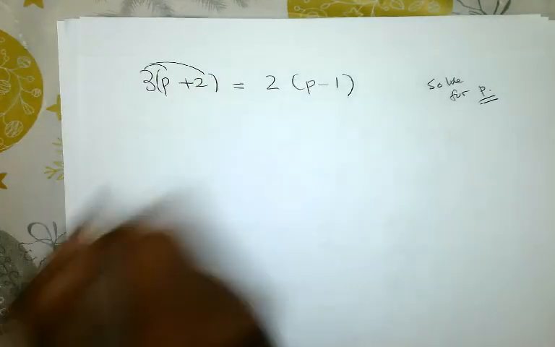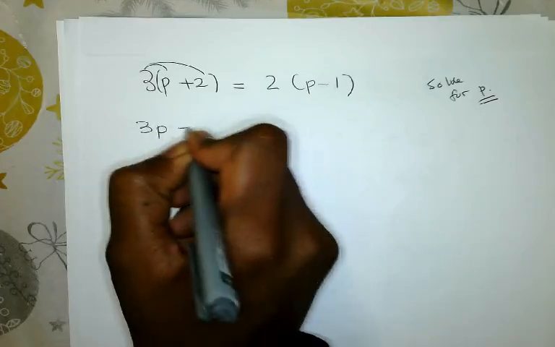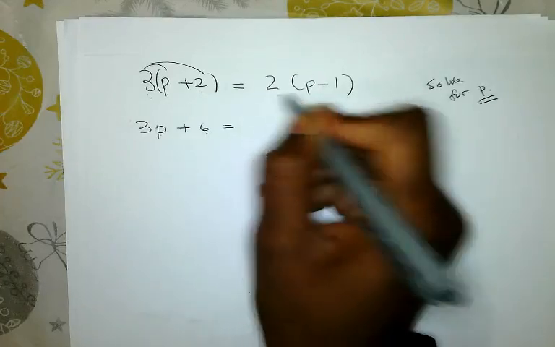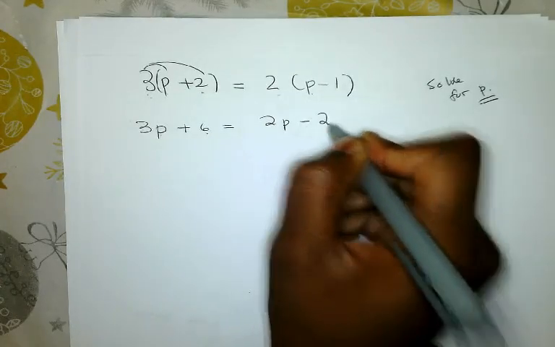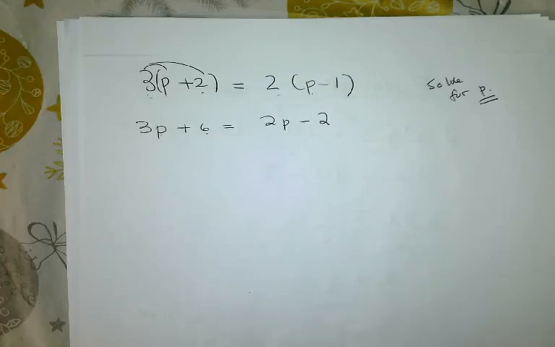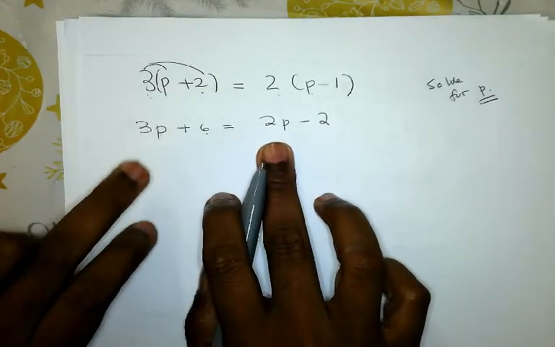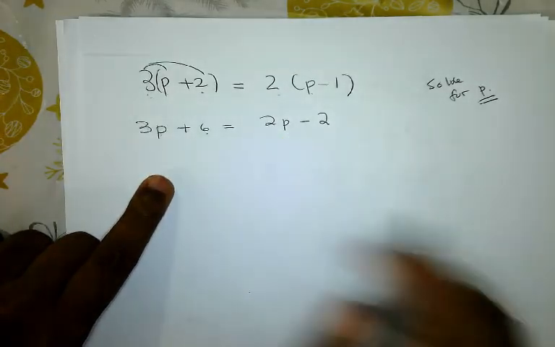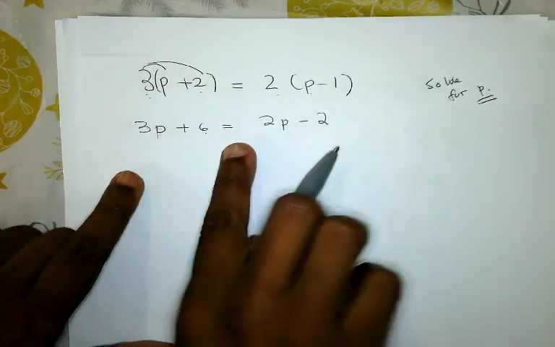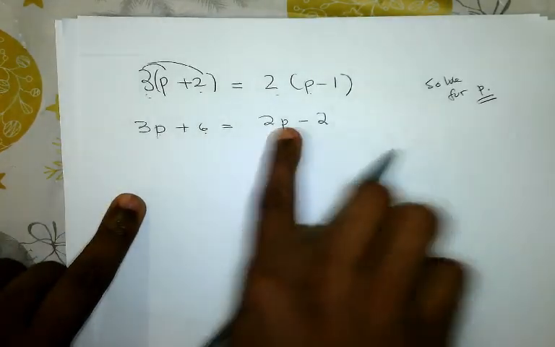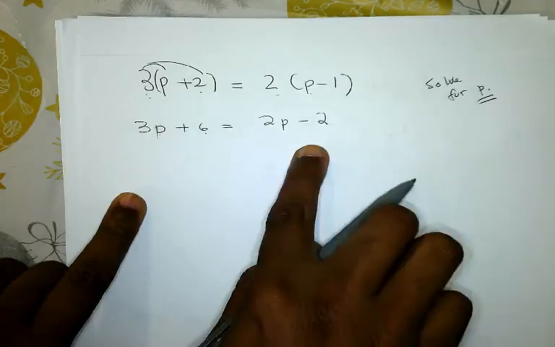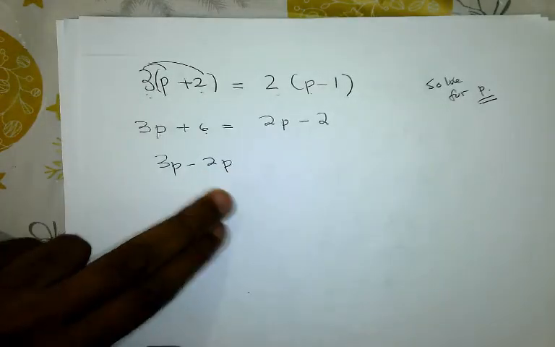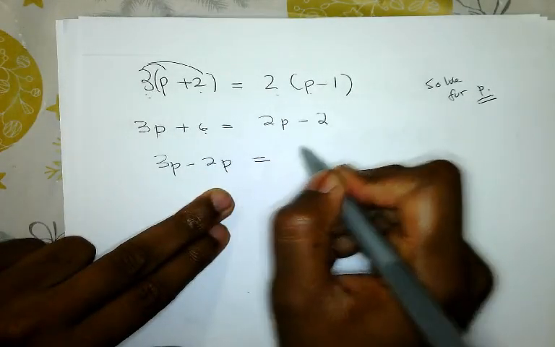I'm going to multiply there. 3p plus 6. 3 multiplied by p is 3p, 3 multiplied by 2 is 6, equals 2p minus 1. Okay, are we all fine? So far so good. Then, what am I going to do here? I want to move the like terms to one side. So all the p's must be together, all the constants must be together. So here, I'm going to move 2p to this side. It's a positive. If it comes that side, it becomes a negative.